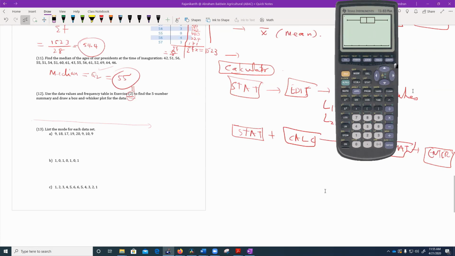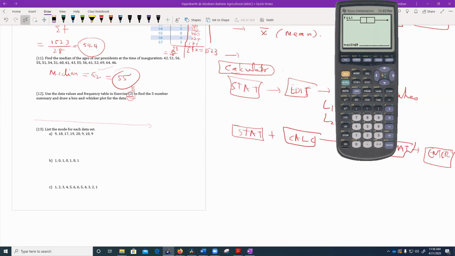So this is my box plot. So you could copy down your picture here. The right side is a little bit lengthier than the left side. So make sure that you are putting all the values. How do you find the values on your box plot? Simply press the trace button, and if you trace over your picture, you will find all 5 numbers, right? Minimum is 42, Q1 51, median 55, Q3 60.5, and the maximum 69.